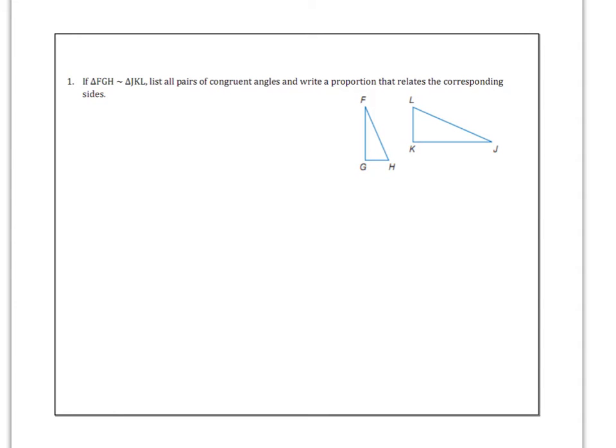Number 1, triangle FGH is similar to triangle JKL. List all the pairs of congruent angles and write a proportion that relates the corresponding sides. So you know what, you guys, I don't even look at the picture. I look at this statement right up here, and I can see angle F is listed first. So angle F right here is going to be congruent to the first letter over here, angle J.